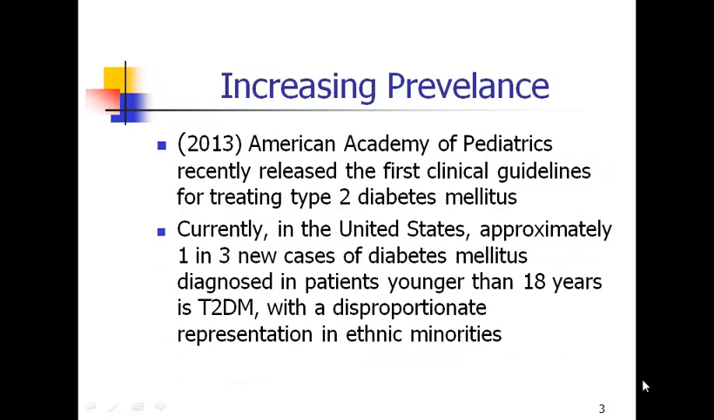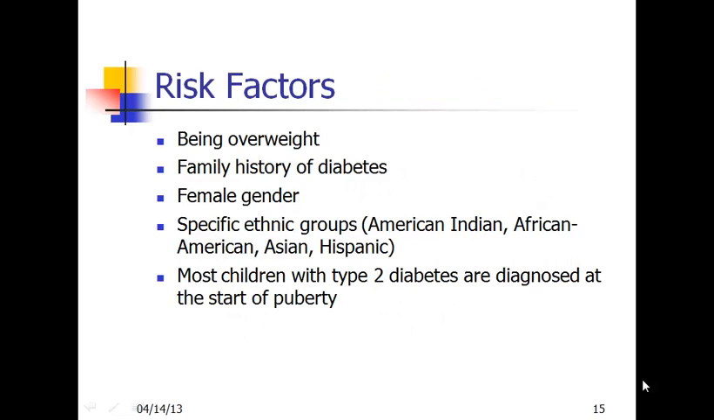In 2013, the American Academy of Pediatrics released the first clinical guidelines for treating type 2 diabetes mellitus in pediatrics. Currently in the United States, approximately 1 in 3 new cases of diabetes mellitus diagnosed in patients younger than 18 is type 2, with a disproportionate representation in ethnic minorities, especially among adolescents. This trend is not limited to the United States, but is occurring internationally as well.